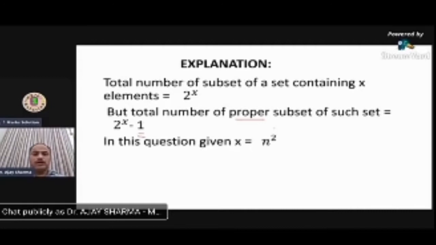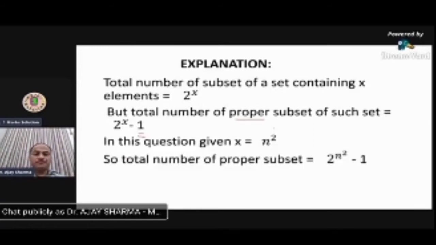Now in this question we were given the value of x, the number of elements, as n square. So the total number of proper subsets for this set will be 2 raised to the power n square minus 1. We just put x equal to n square in the formula, and we have got this answer. So our option D is correct.